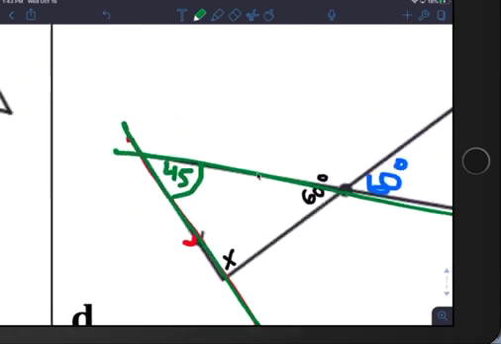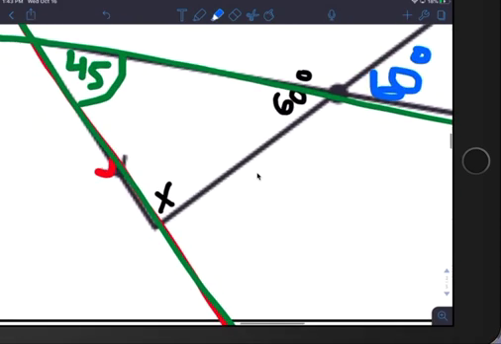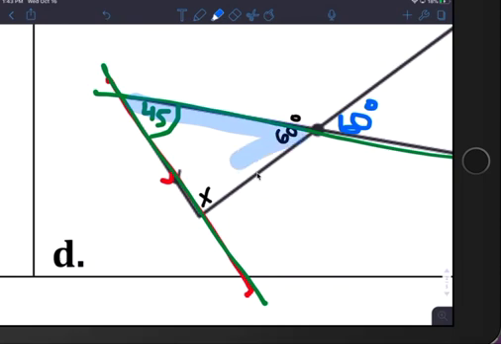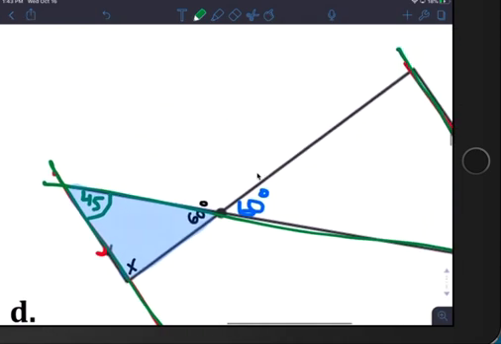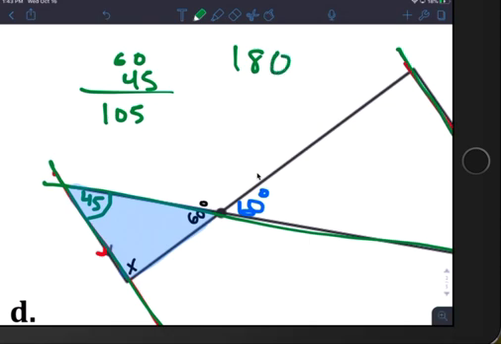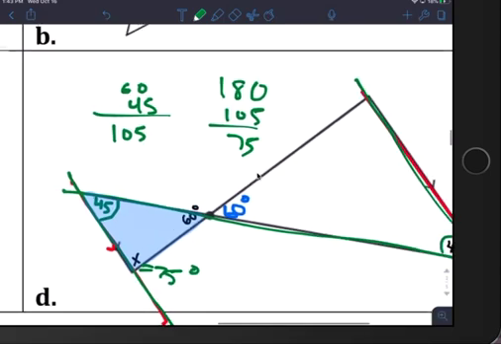Now we have this little triangle, and they add up to 180 degrees, right? So 45 plus 60 is 105, and subtract from 180, you get 75. So x right here is 75 degrees. Okay?